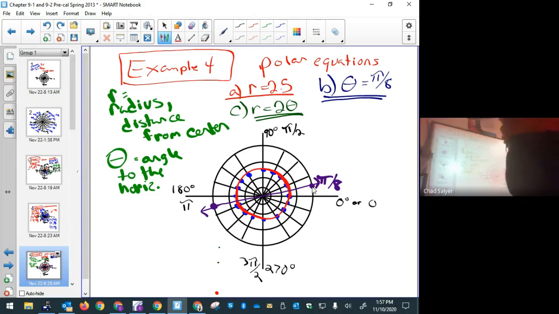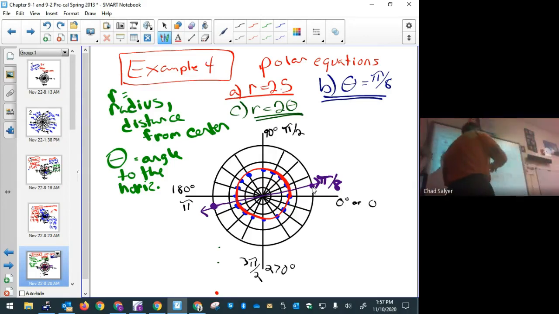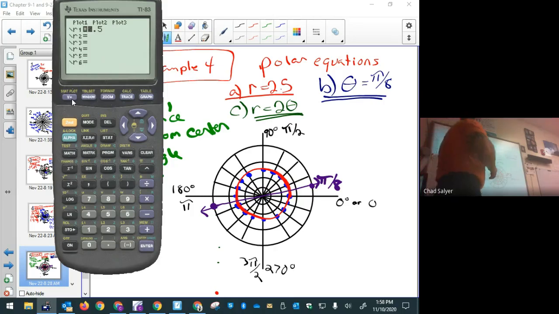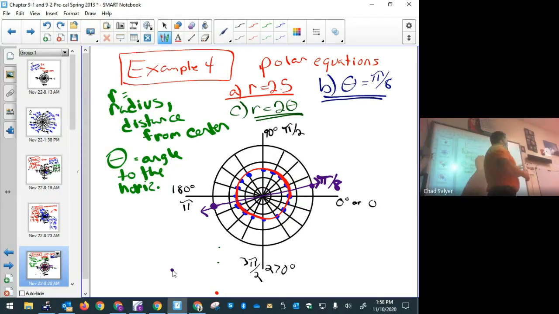Your TI calculator won't do that. If you want a Desmos or Wolfram or something like that, it will. But TI calculators don't like lines in polar because you can't set theta equals something. It has to be r. R is your only dependent variable. You see how I can't set theta equal to anything here. It's not an option. But theta equals pi over 8 is this straight line.